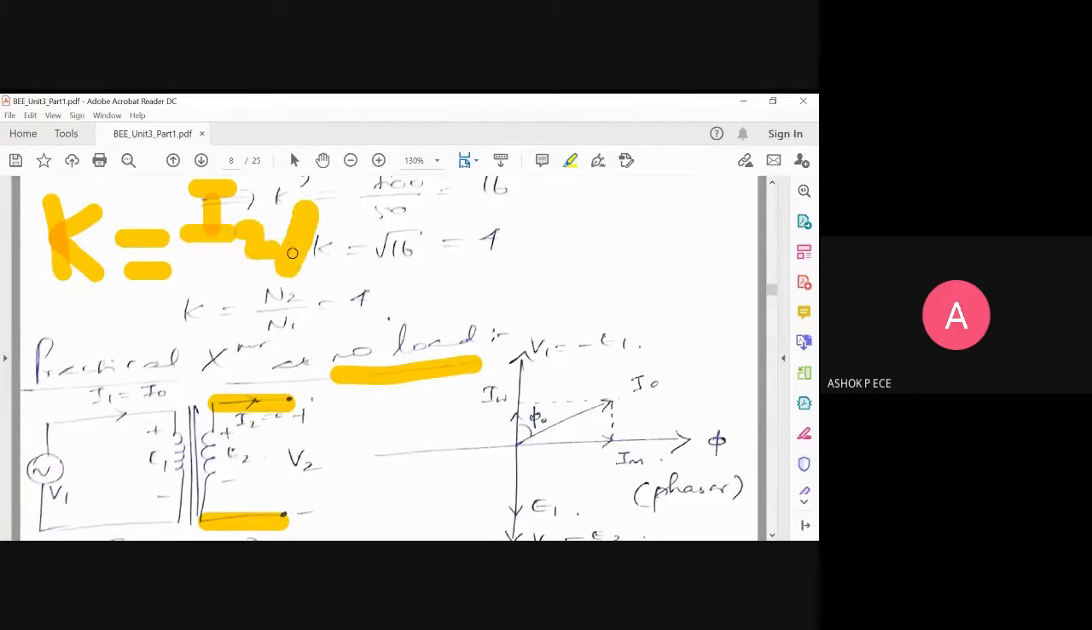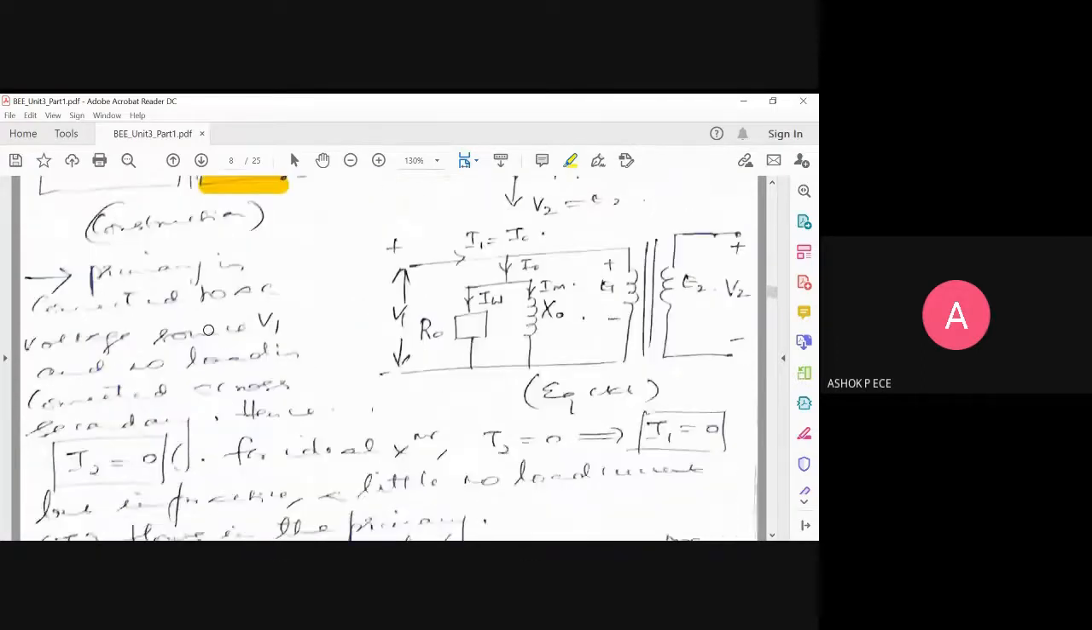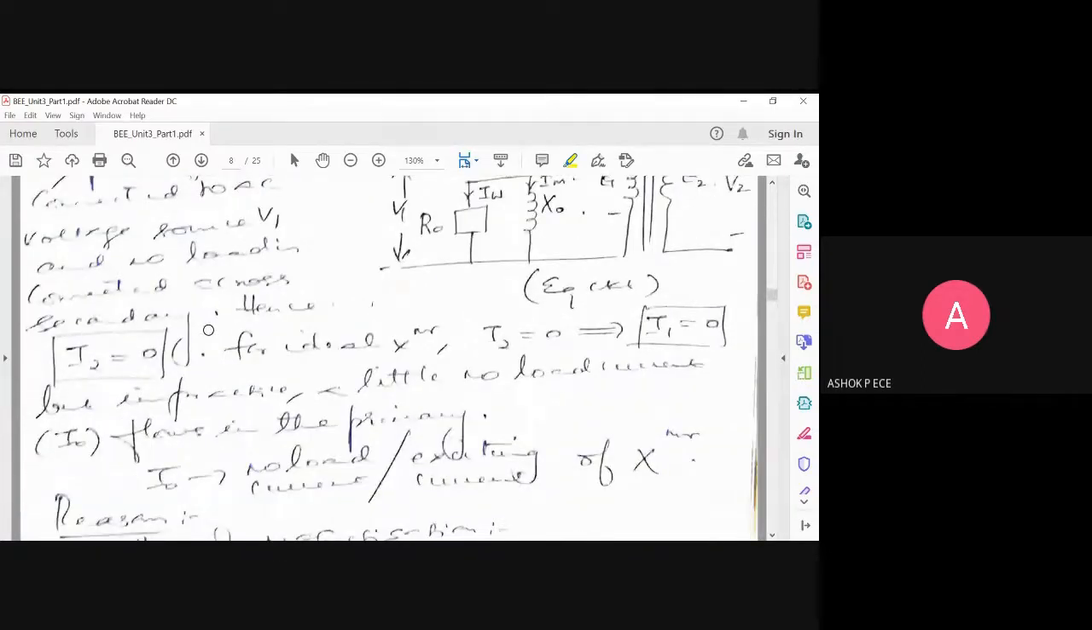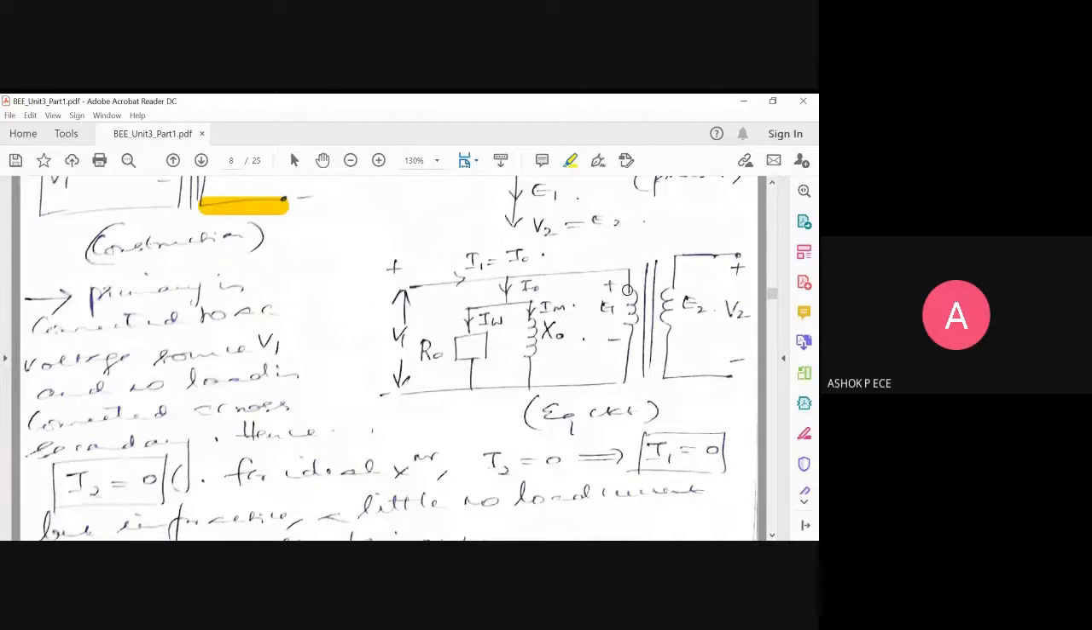So if I2 is equal to 0, then I1 will also be 0 by this equation, correct? If the secondary current is 0, then the primary current should also be 0 ideally. But practically what happens, it is not actually 0. Because I have a winding in the transformer, right? So some current will pass through this winding and come out.